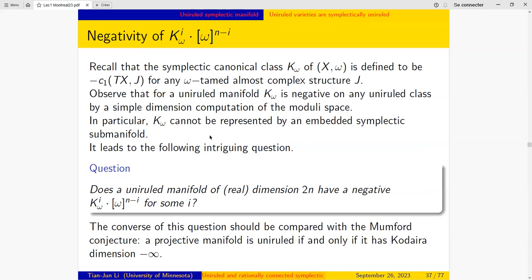Here's a general question. You characterize uniruled manifolds in terms of negativity of the canonical class in this sense, which is related to the negativity of the dimension. We cannot really classify manifolds, but can you somehow characterize them in terms of cohomological invariants?